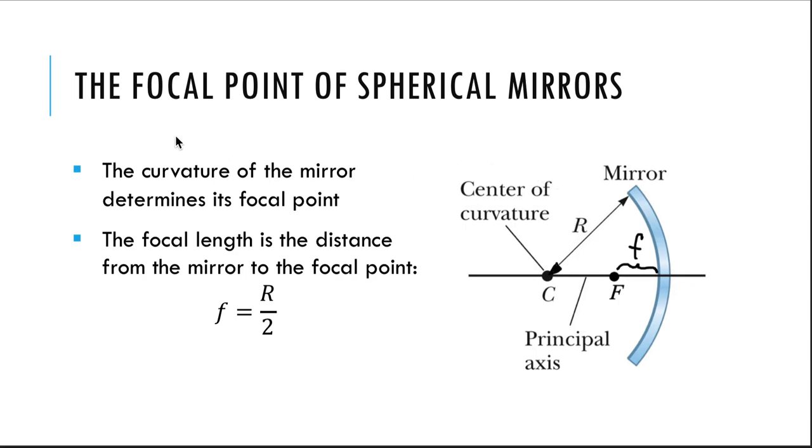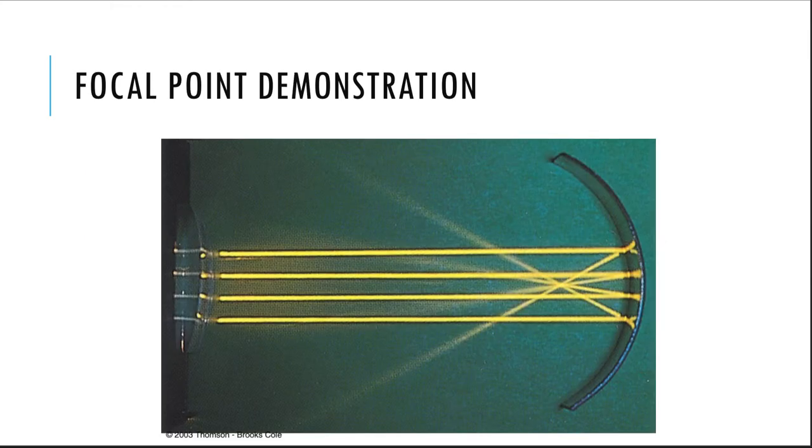Okay, well, who cares? Why do we need a point that is half the distance of the center of curvature? We usually do this demo in class, but this is a really good picture of it. If you have a source of light here that is emitting parallel rays, and those parallel rays hit a mirror, you can see all of these rays reflecting, and they all reflect at the same point. That point is actually the focal point of that mirror. So you can see that there is something special about it, that these parallel rays reflect through that focal point.